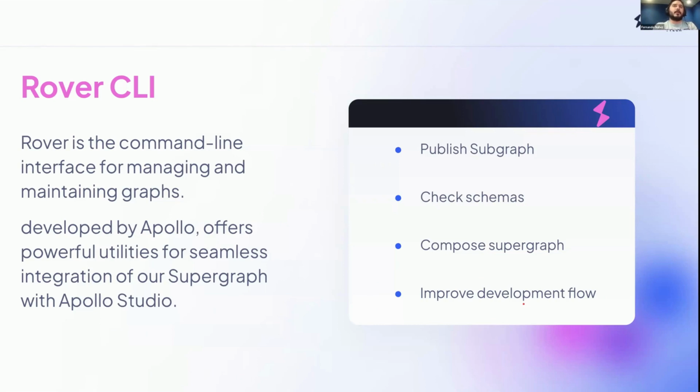So, for example, we can integrate Rover in GitHub Actions. At the moment that we create a pull request, we can run a subgraph check where we can see if we have any error when composing the supergraph. That way we can know if maybe we are having a breaking change in our schema, being able to fix it before moving those changes to our base code.